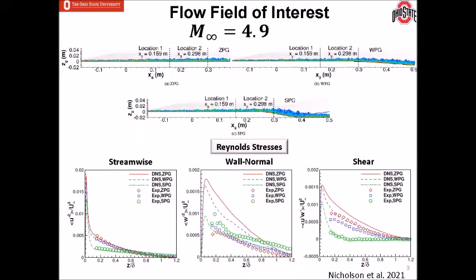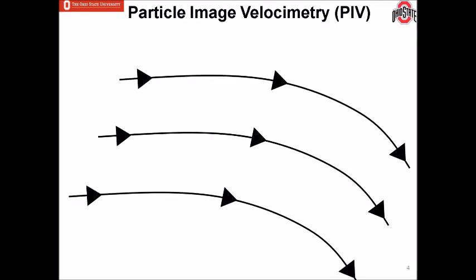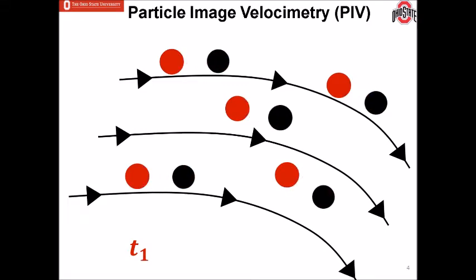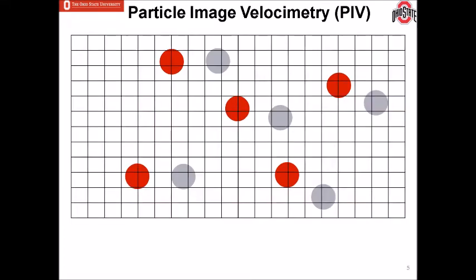on our DNS data. The way PIV typically works is you have a flow field. This flow field is then seeded with particles, and a snapshot is taken at a time t1. Then, the particles propagate with time, and another snapshot is taken at time t2. These images are taken with digital cameras, which discretize the field of view.